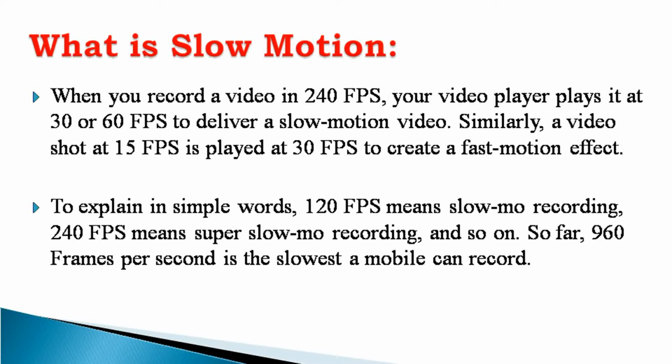What is slow motion? When you record a video in 240 FPS, your video player plays it at 30 or 60 FPS to deliver a slow-motion video. Similarly, a video shot at 15 FPS is played at 30 FPS to create a fast motion effect. To explain in simple words, 120 FPS means slow-mo recording, 240 FPS means super slow-mo recording, and so on. So far, 960 frames per second is the slowest a mobile can record.